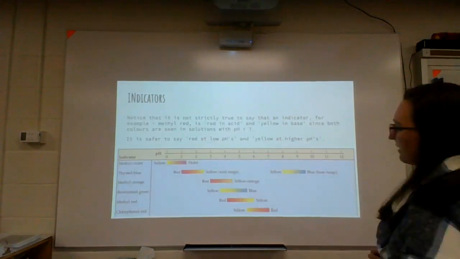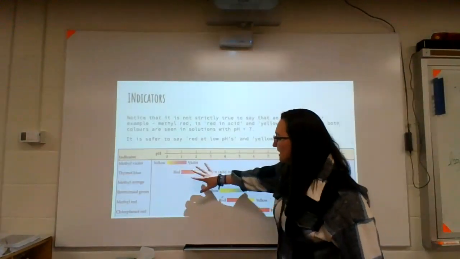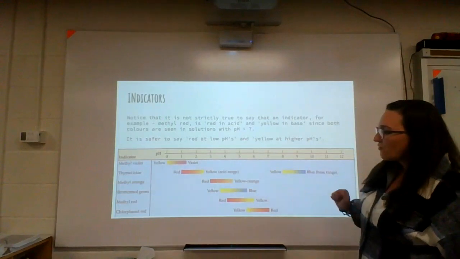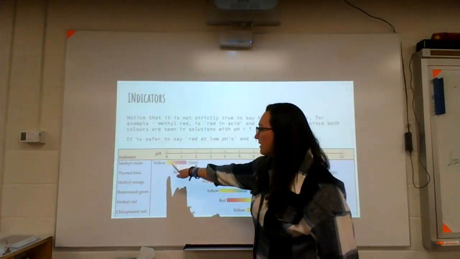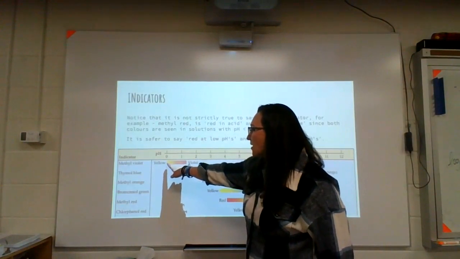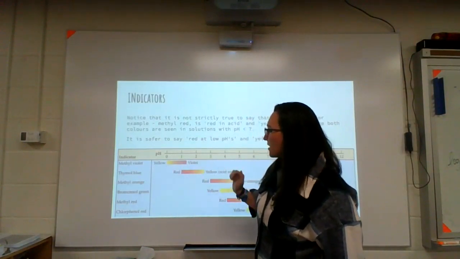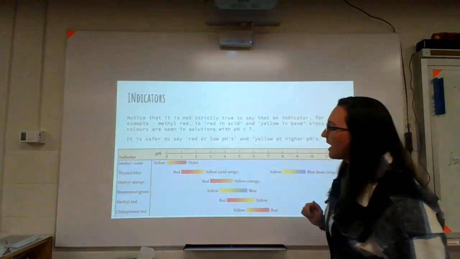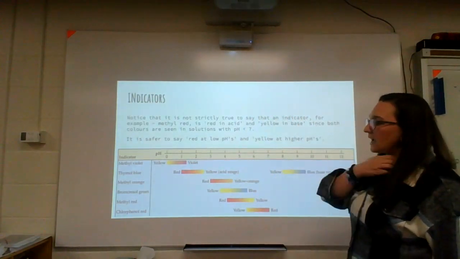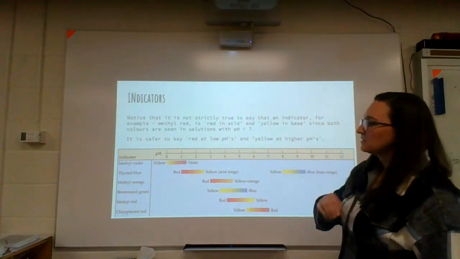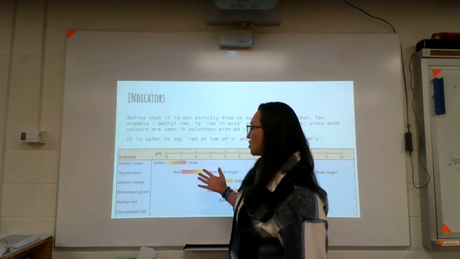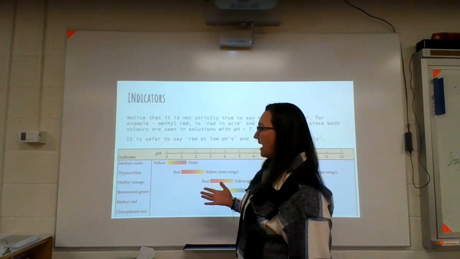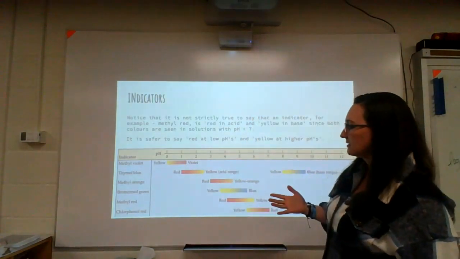So here's what I mean by that. Each of these indicators has a range for its color change. For example, this methyl violet, its range is almost 0 to about 1.4, I would say. If I'm looking to titrate to an endpoint in this range, I would choose this because it's going to show me that my acid-base reaction has taken place.